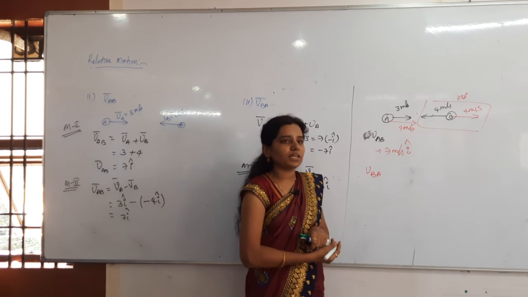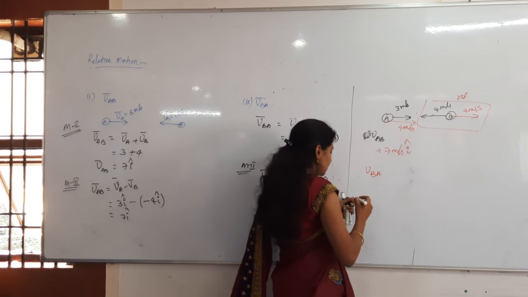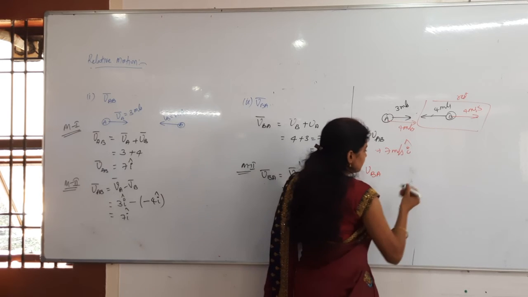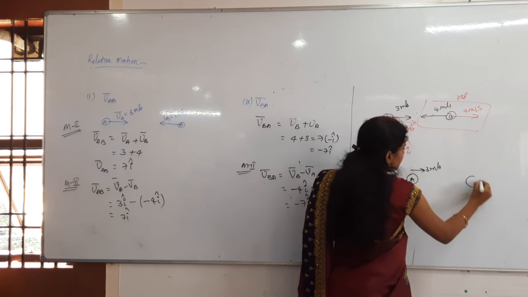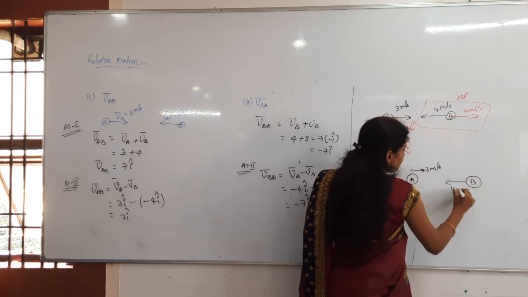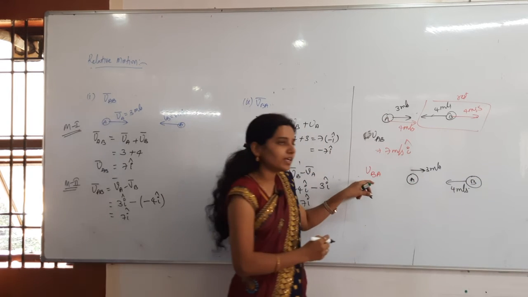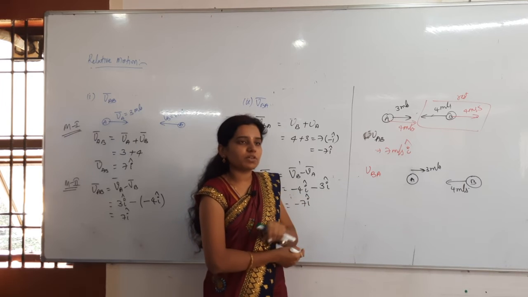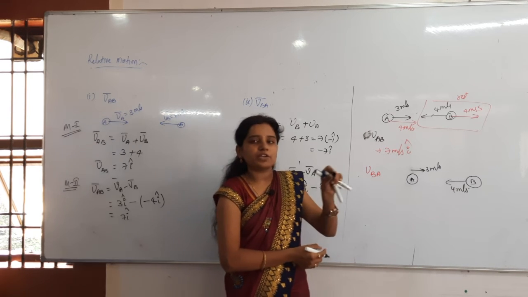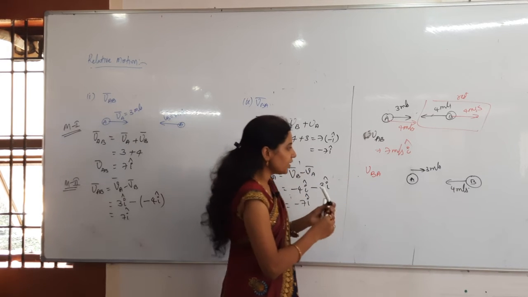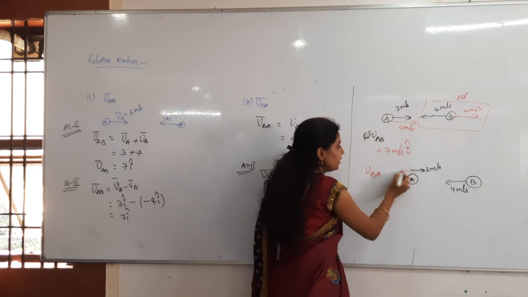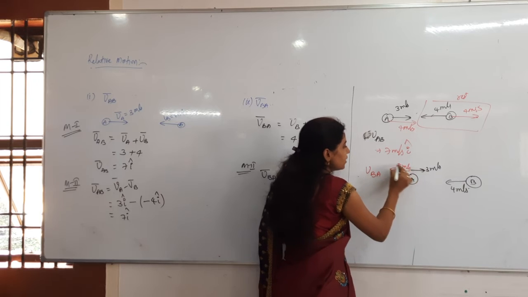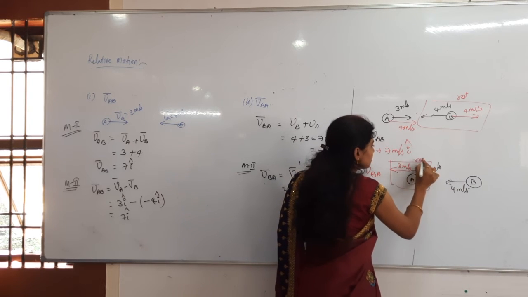Who is the observer here? A is the observer. Let us take A into rest. So A here, what is the velocity? 3 meters per second. B is moving with 4 meters per second. Who is the observer? A is the observer. So what do you have to do? Bring A into rest. So if I bring A into rest, what do I have to do? Same velocity in opposite direction, 3 meters per second. Now it is at rest.